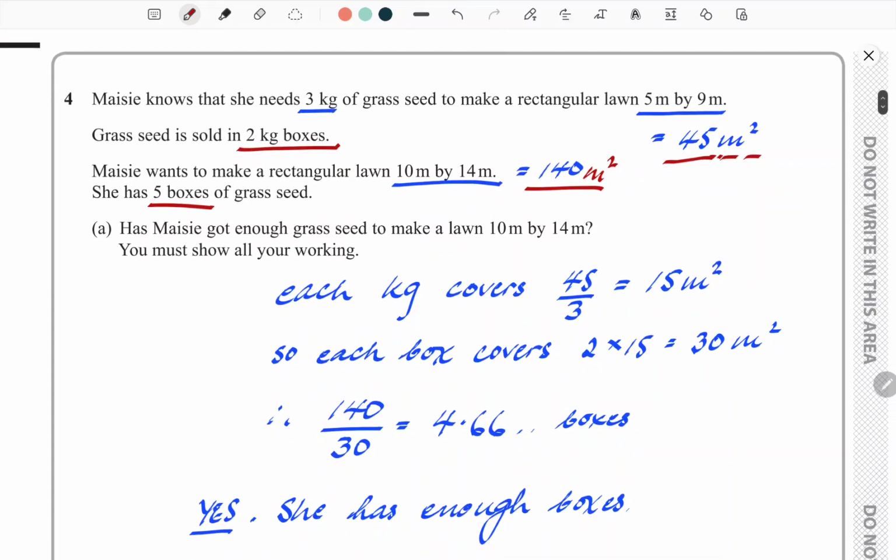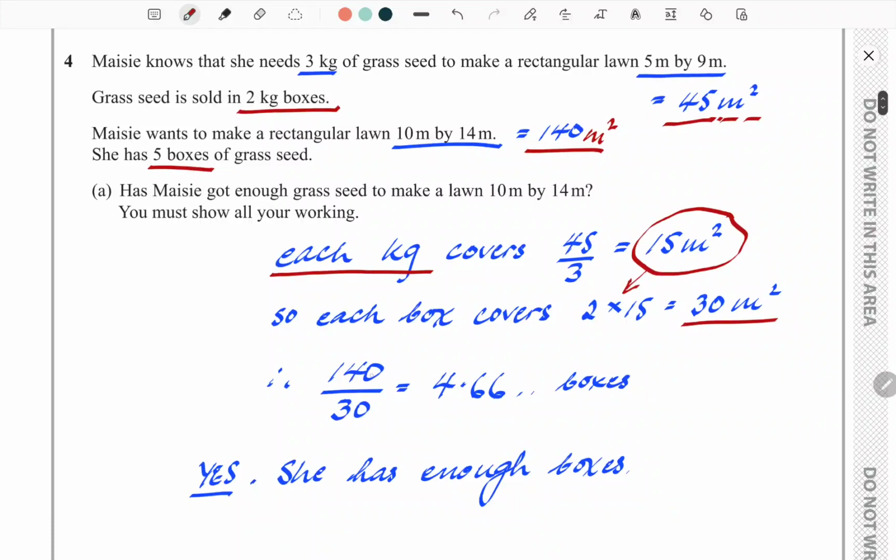And so what we're going to do first is work out what each kilogram of seed will cover, as we were told earlier, 45 square meters for 3 kilograms. So 45 divided by 3, it's 15 square meters per kilogram. All right. Applying that to the box of seeds, which is 2 kilograms, each box covers 2 times 15, which you just worked out, and that equals 30 square meters.